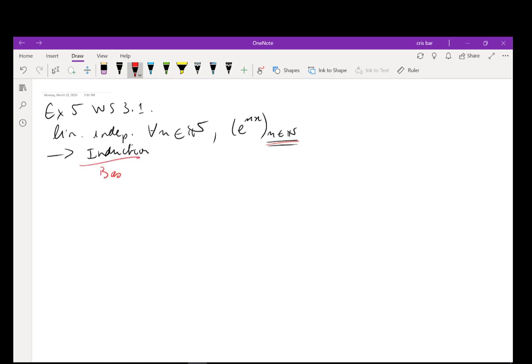So we have the base case, the induction step, where we have to first quote the induction hypothesis, and then the induction step, and so on. Okay, so let's see. Base case would be if I take n equal to 0. So in that case, I just have, let's call my family f0, for instance. f0 is going to be just e^(0x).